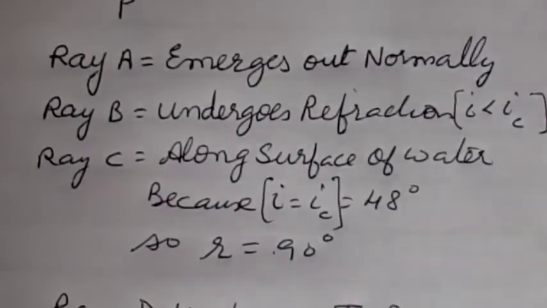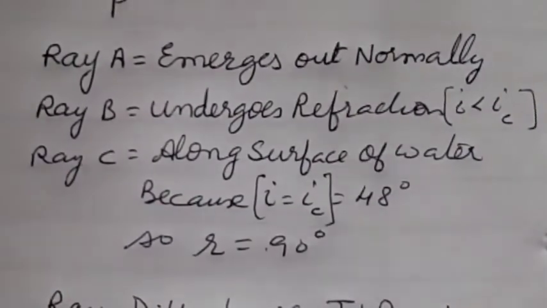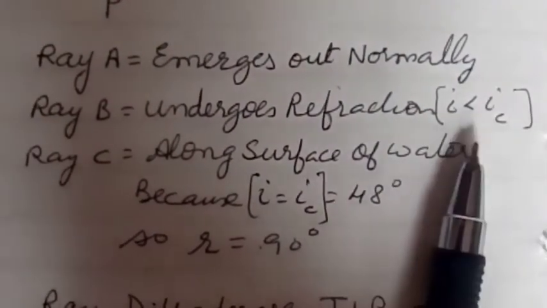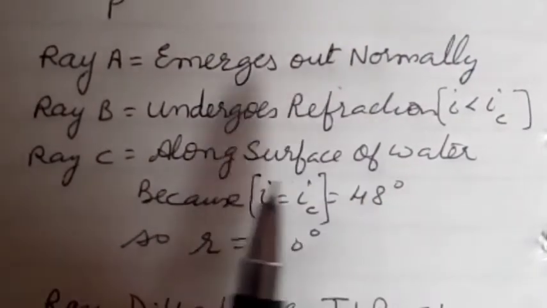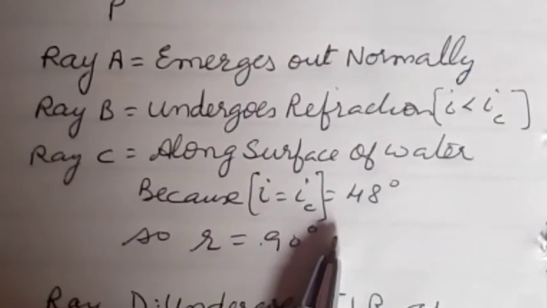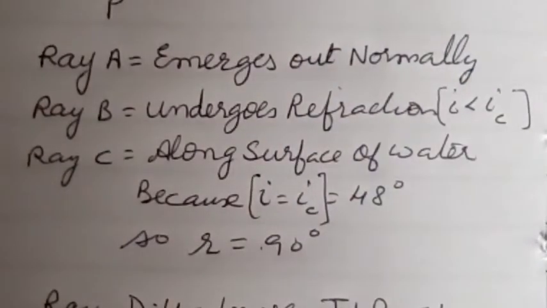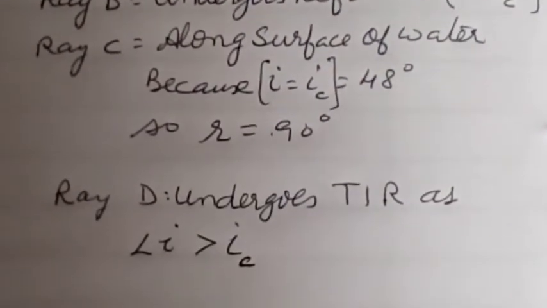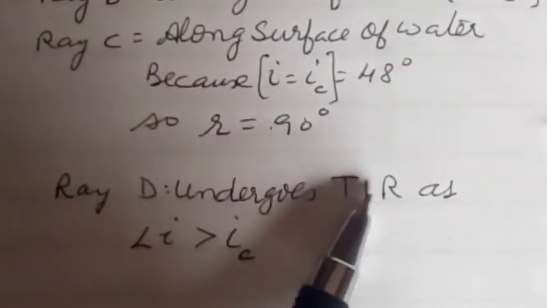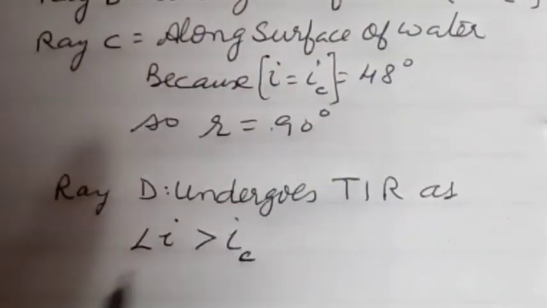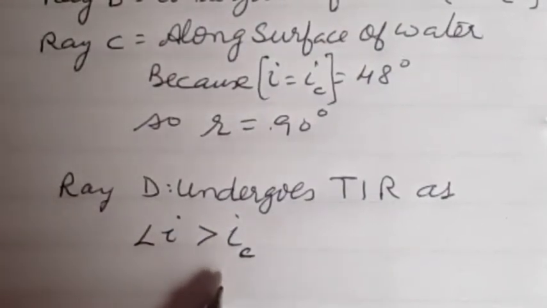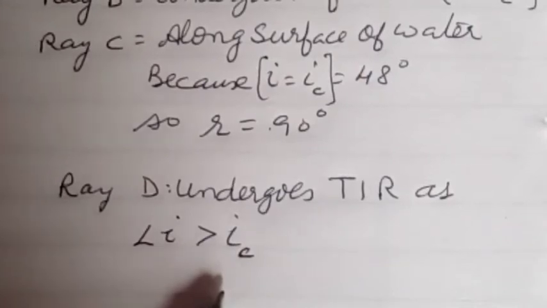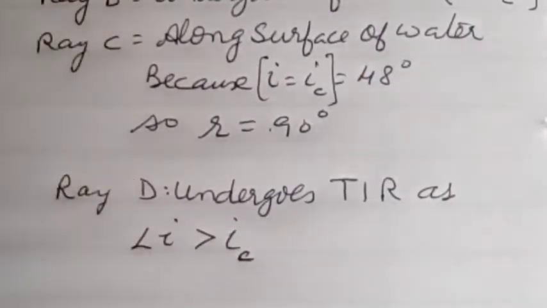So here you can have a look at this. Ray A emerges out normally. Ray B undergoes refraction. Why? Because the angle of incidence is less than the critical angle, less than 48. And ray C goes along the surface of water because the angle of incidence is equal to the critical angle. So angle r is equal to 90 degrees. And ray D undergoes total internal reflection of light because the angle of incidence becomes more than 48. It becomes more than the critical angle. Hence the ray gets reflected back into water.